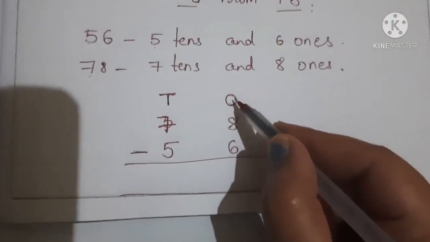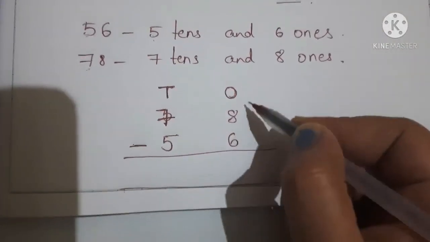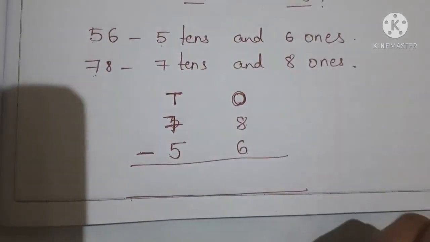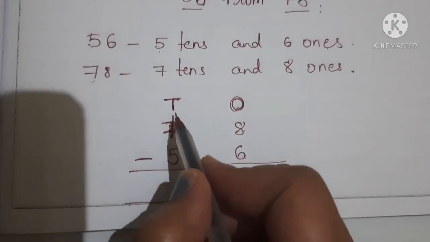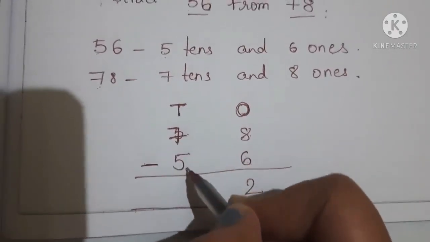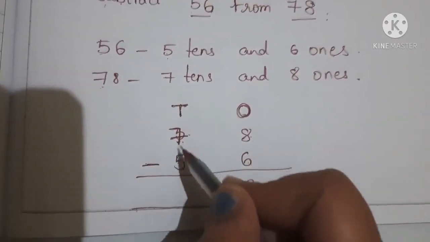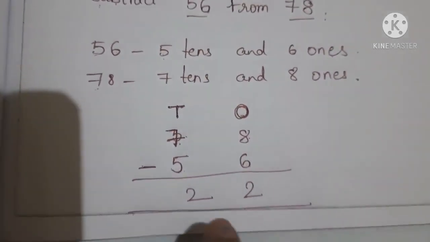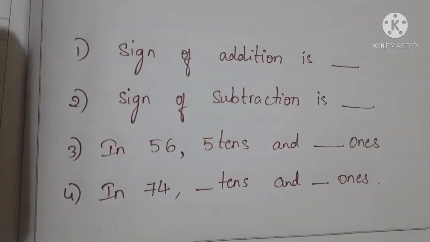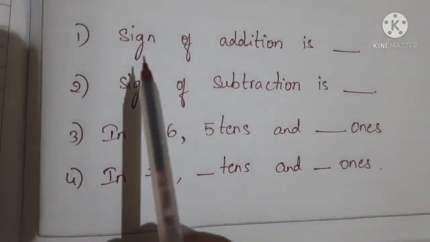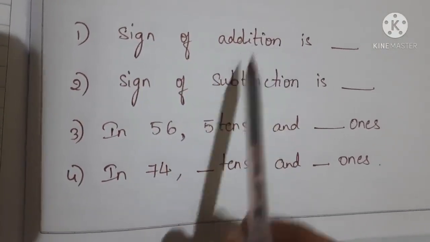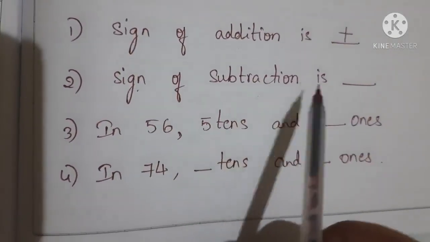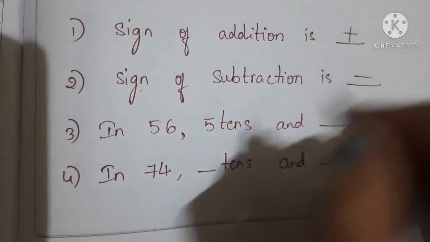Now, first we are going to subtract the numbers which are under ones column. 8 minus 6 is 2. Now, we are subtracting the numbers which are under tens column. 7 minus 5 is 2. So, the difference is 22. Now, let us revise some questions. Sign of addition is plus, right? Sign of subtraction is minus.